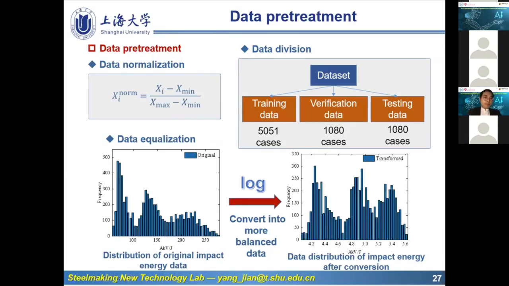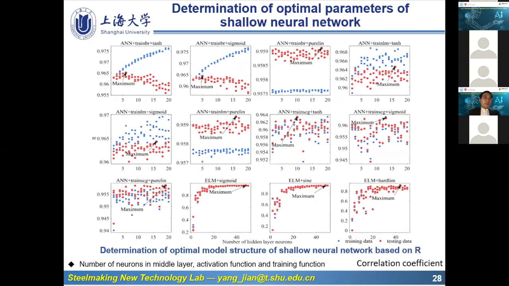And here is a determination of the optimal parameters of the shallow neural network. We can determine the number of neurons in the middle layers, and for the highest score, we can get the best number of neurons in the hidden layers.